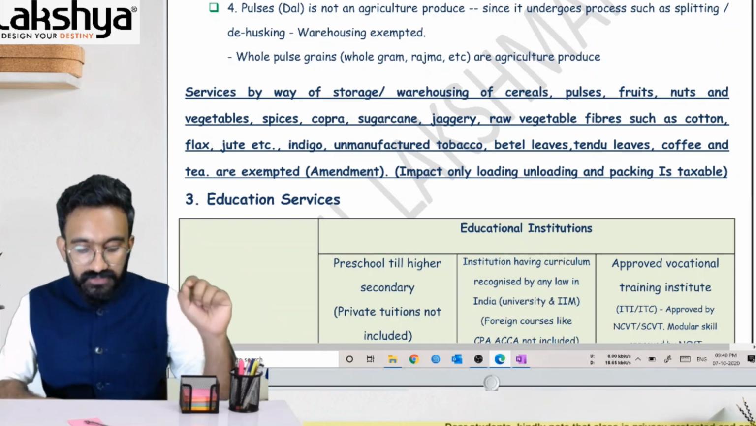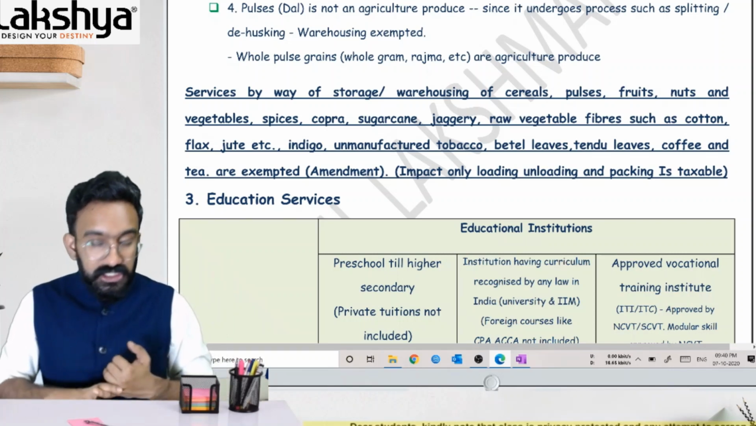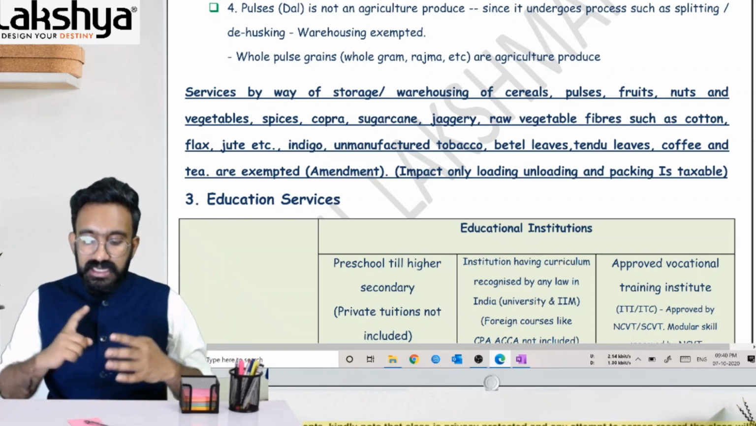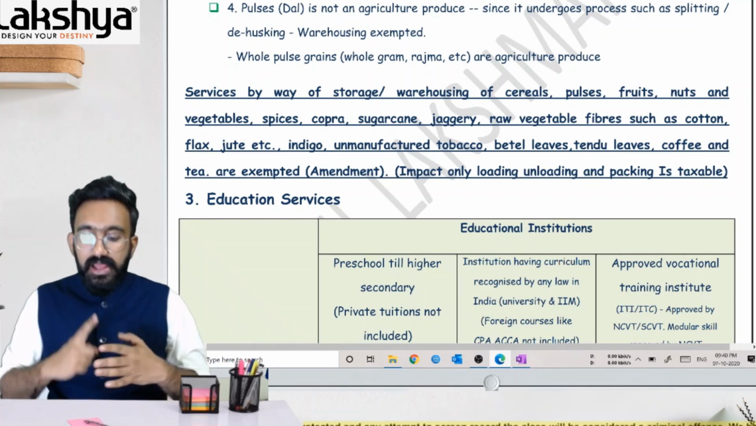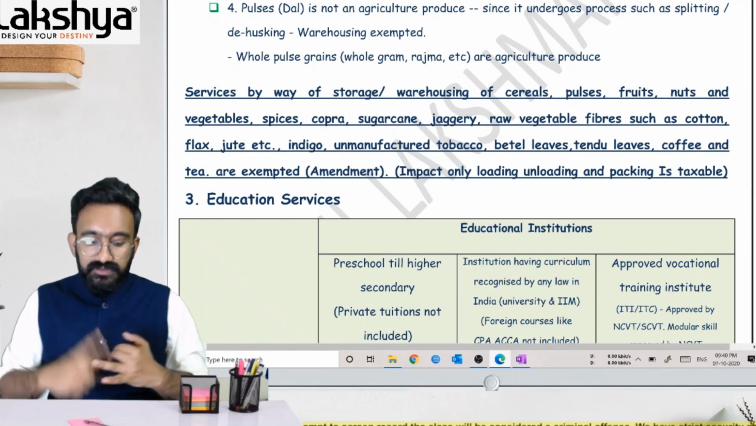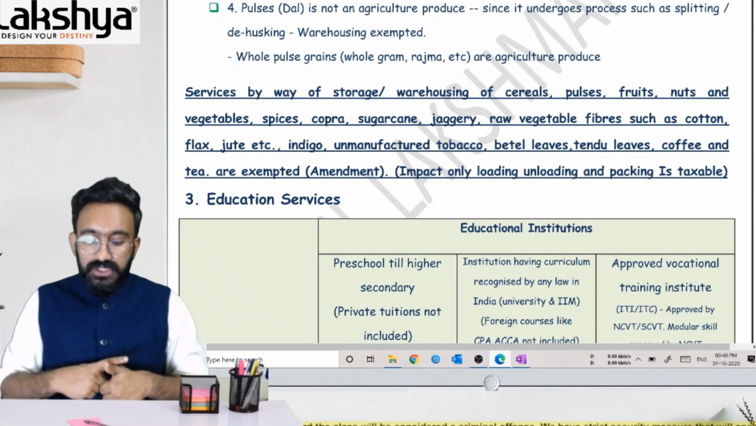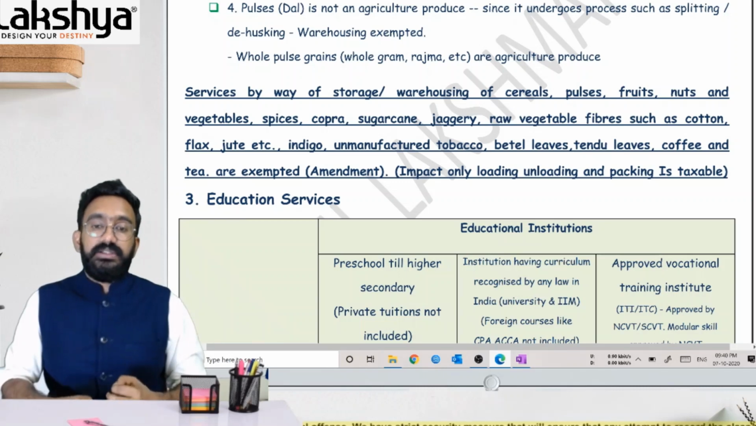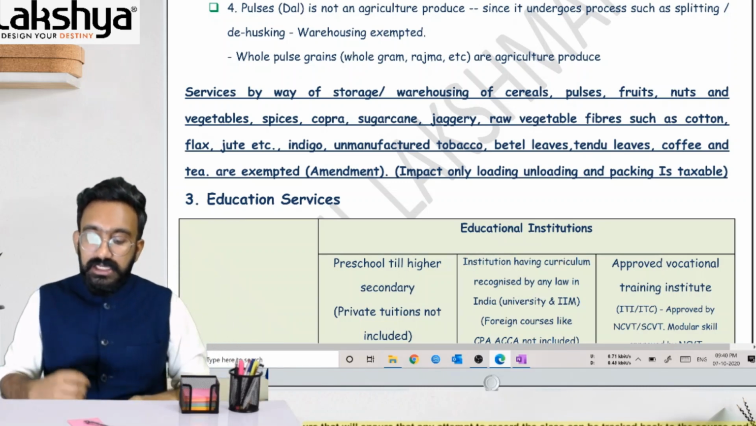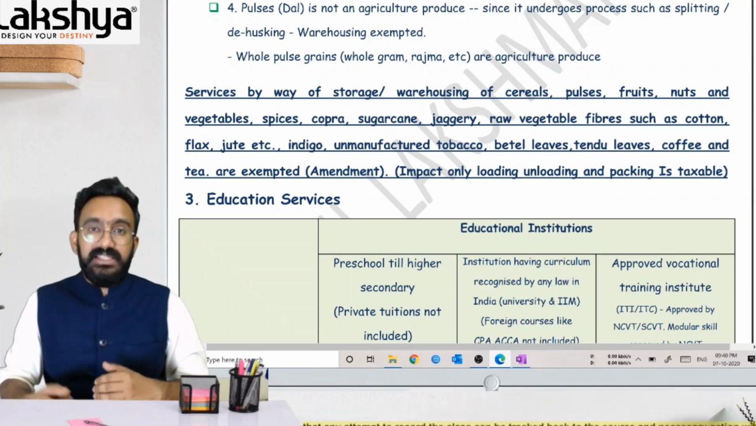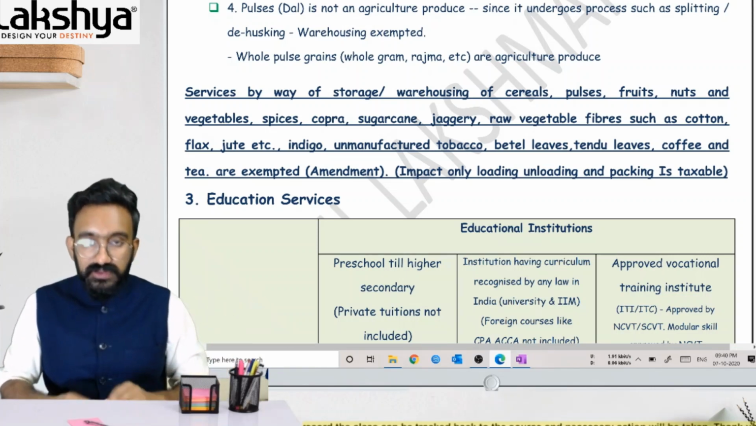So they said services by way of storage and warehousing of cereals, pulses, fruits, nuts, vegetables, spices, copra, sugarcane, jaggery, raw vegetable fibers such as cotton, flax, jute, indigo, unmanufactured tobacco, betel leaves, sendu leaves, coffee, tea are exempted. Which means impact will be that of these products, only loading, unloading and packing will become taxable if they are not agriculture produce. This is the understanding we have.